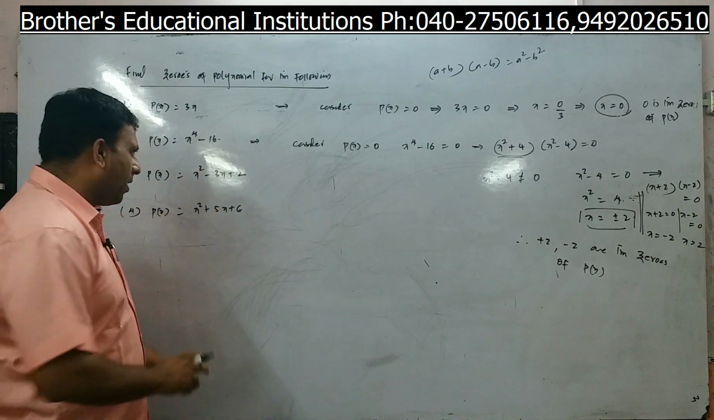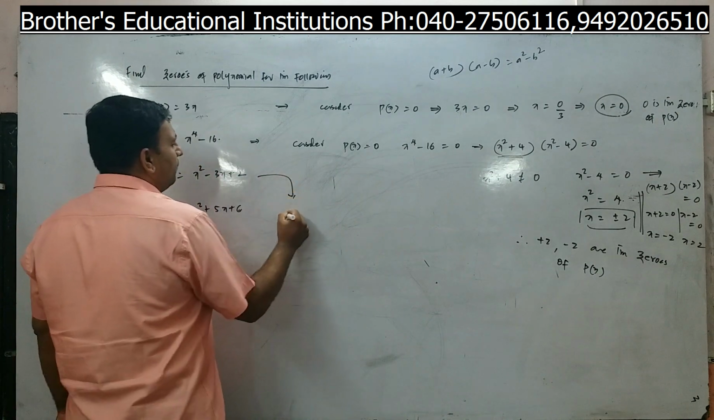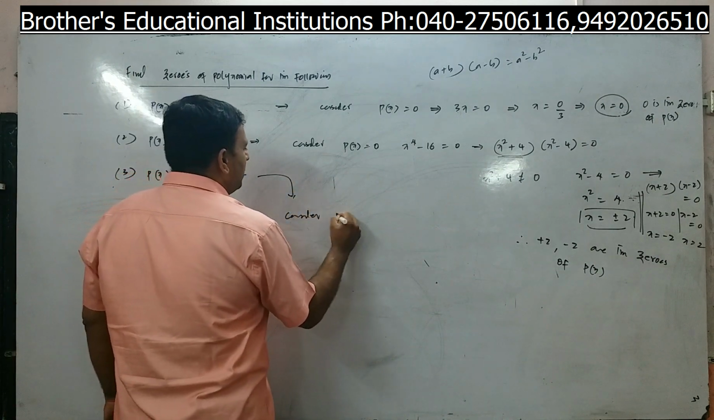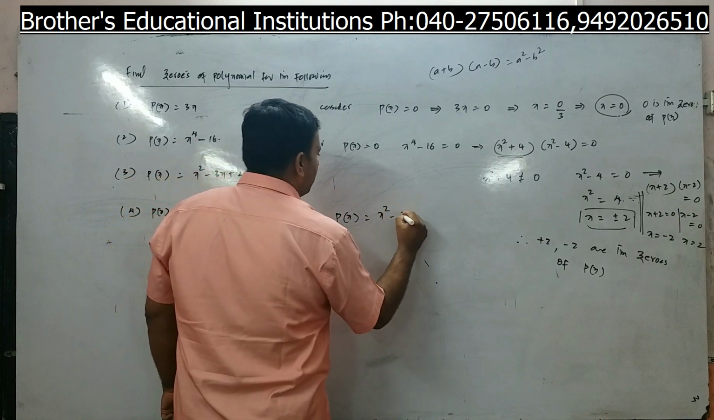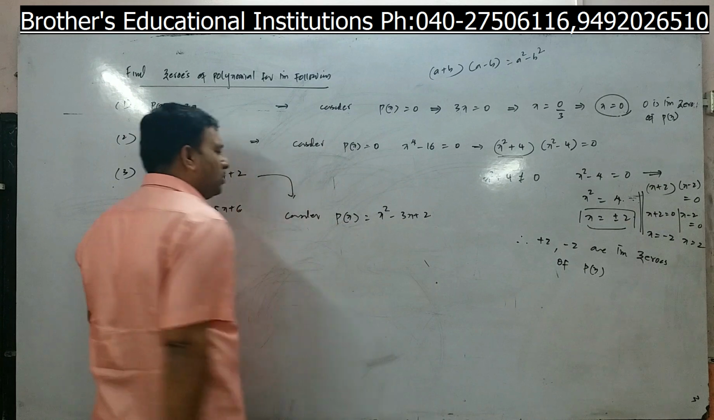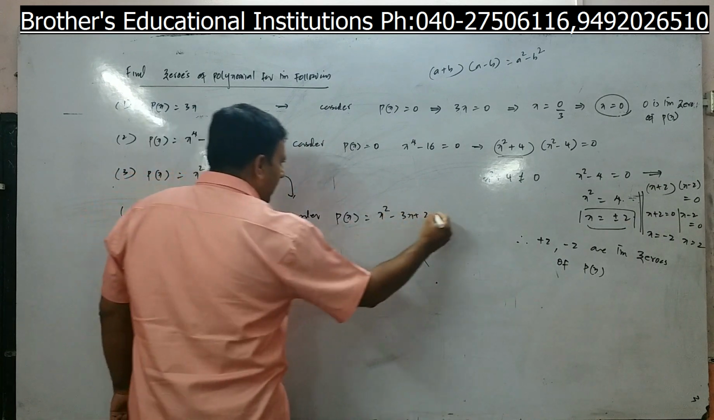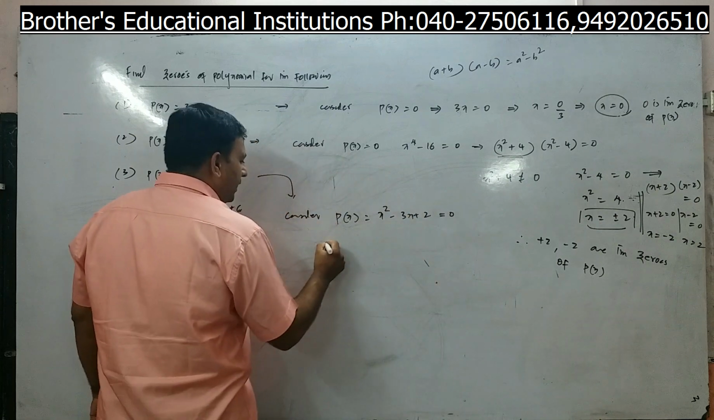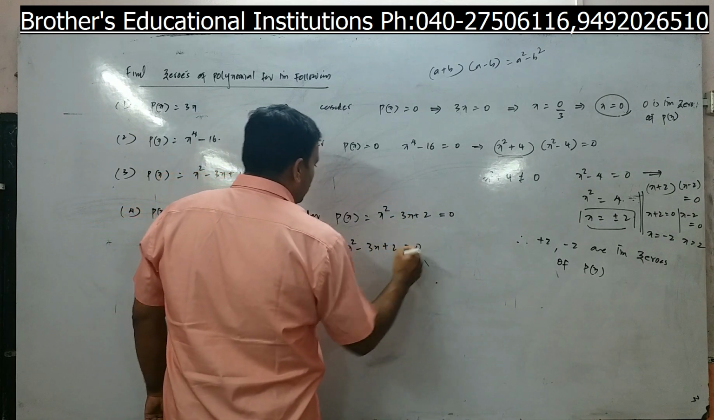I will do another problem. How to find the zeros of this polynomial. Again, what will I do? I will consider P of x is equal to x square minus 3x plus 2. P of x is equal to x square minus 3x plus 2. Right? Now that I will equate it to what? 0. Right? So therefore, x square minus 3x plus 2 is equal to 0.